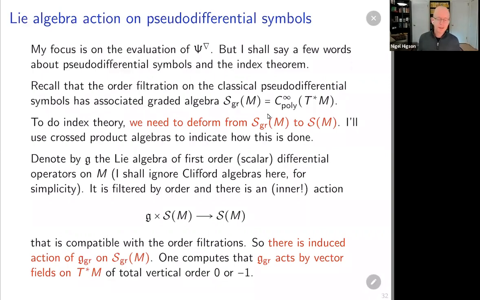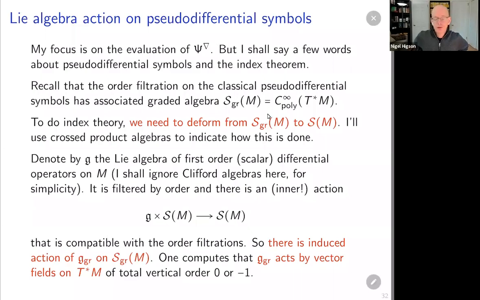I think the good way of understanding this is to use just a little bit of Lie algebra theory. And I'll just talk about scalar operators here. I won't mess around with spinors or Clifford algebras, just for simplicity. Let's look at the following Lie algebra. It's first order scalar differential operators on M. So they have an order 1 part and maybe an order 0 part in local coefficients. And so it's a Lie algebra under commutator bracket, and it acts on symbols by commutator bracket, because after all, every differential operator is a pseudodifferential operator. So there's a natural action, actually an inner action of my Lie algebra G on the algebra of pseudodifferential symbols.